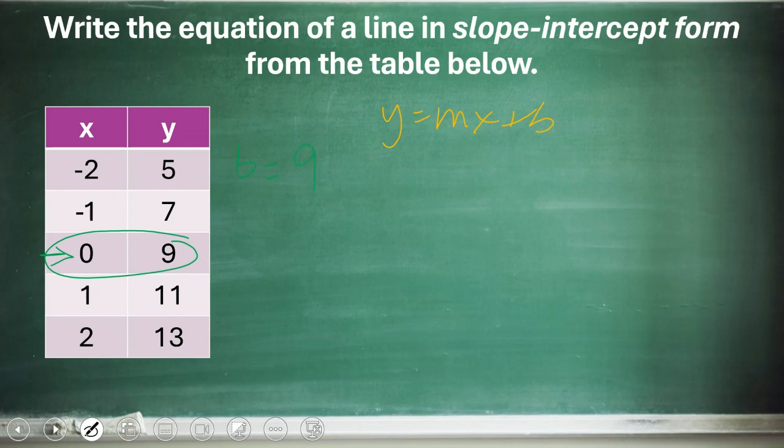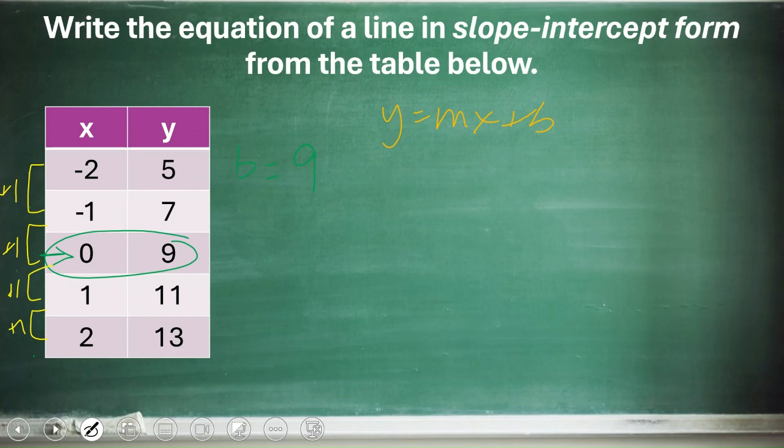All right. And now we need to try to find our slope. So I'm going to be looking, remember, slope is the difference of y values over the difference of x values. So I'm going to start on the left side, and I'm going to find the difference in x values. So I'm going from -2 to -1, that's a +1, -1 to 0, +1, 0 to 1 is +1, 1 to 2 is +1. Okay, they're all the same. That means my change in x is 1.